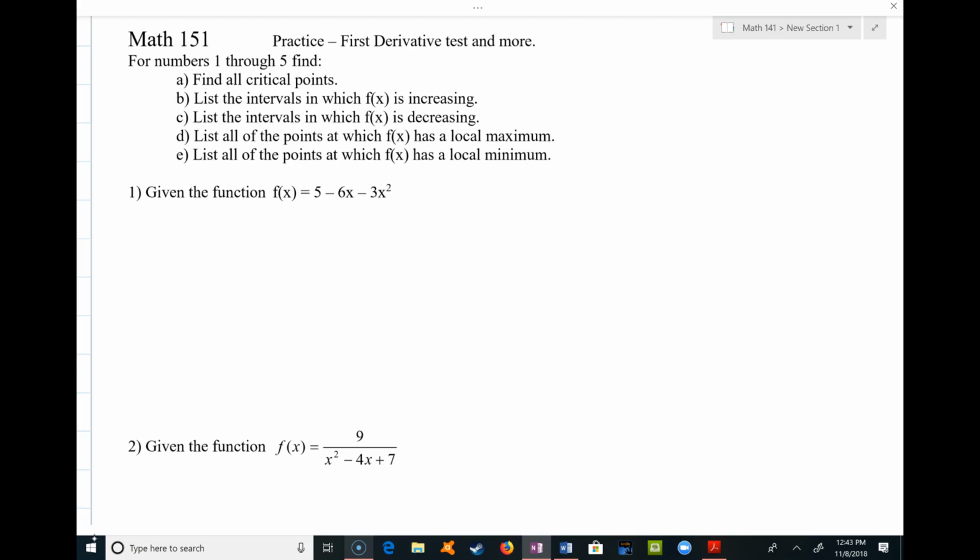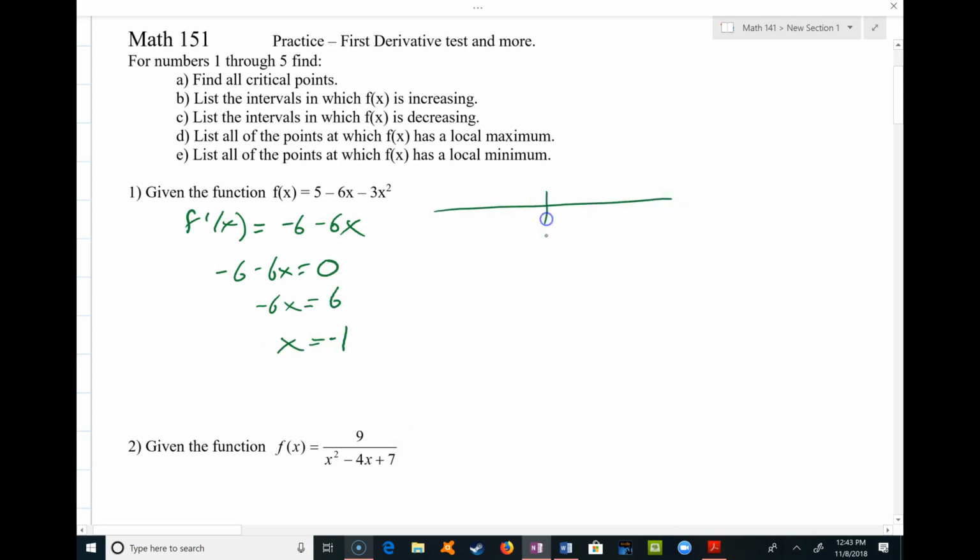So we go f prime of x is equal to, in this case it would be negative 6 minus 6x. And of course we take that and set it equal to 0. Which means negative 6x would be equal to 6, which means x is equal to negative 1. So the first derivative test would look like this. I have a negative 1 on it.